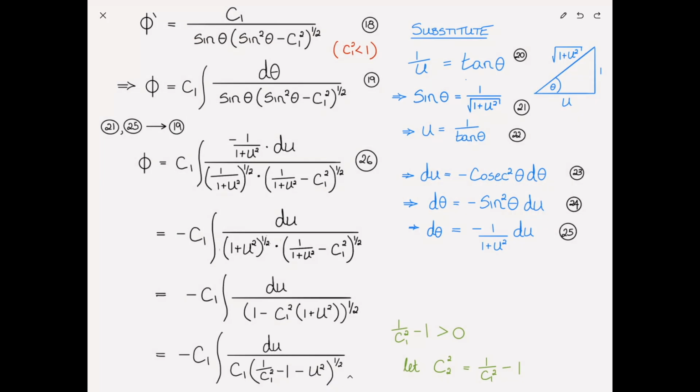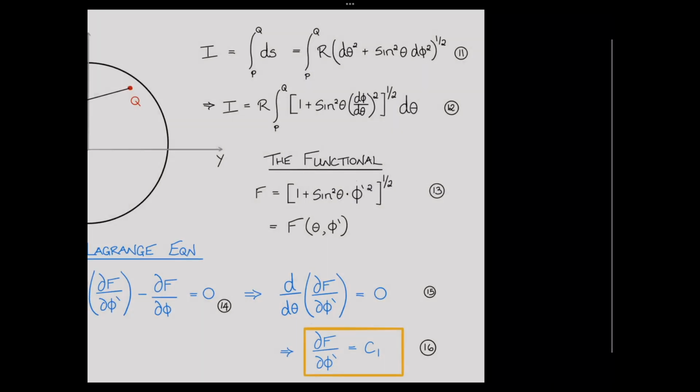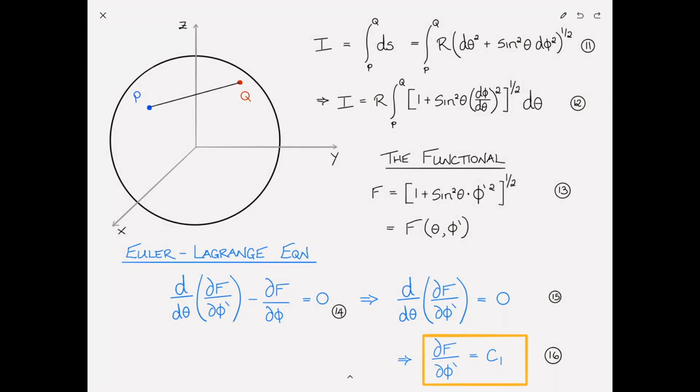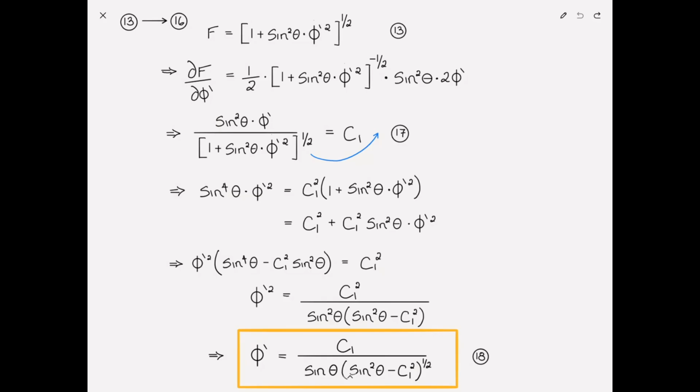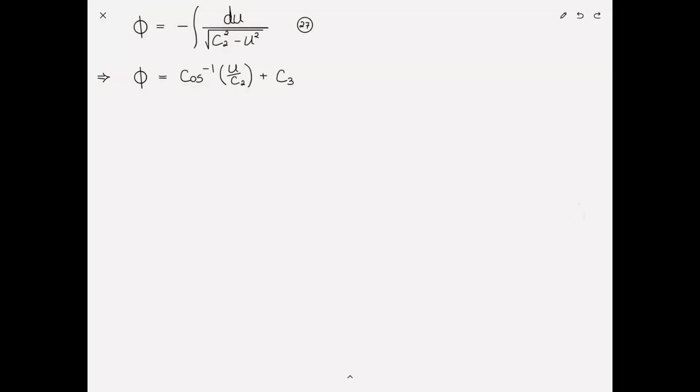And you might ask, why did I integrate this originally from p to q, and now I've done it as an indefinite integral? Well, I figured let's just make it generalized for any 2 points on the surface, and the only difference now is I've just added this constant of integration c3. That is equation 28. And just to remind you of equation 22, the substitution we made, that u was equal to 1 over tan theta.